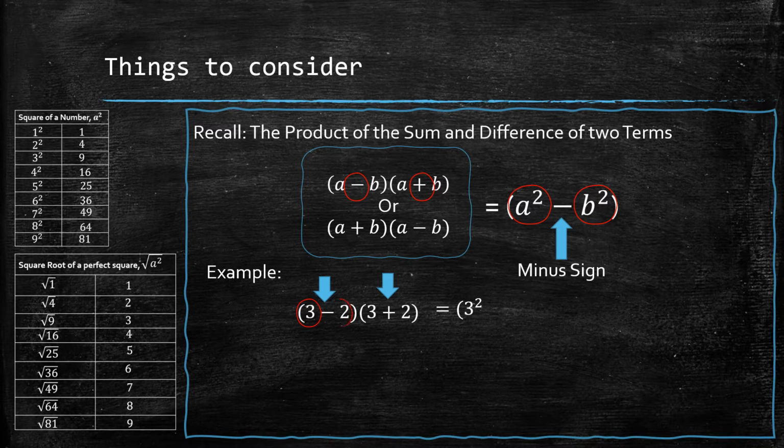Next. Ang B, atong i-squared. Always remember, ang sign, minus. Okay? So, 3 squared is 9, minus 2 squared is 4. And the result is 5. So, ingana lang. Another example.